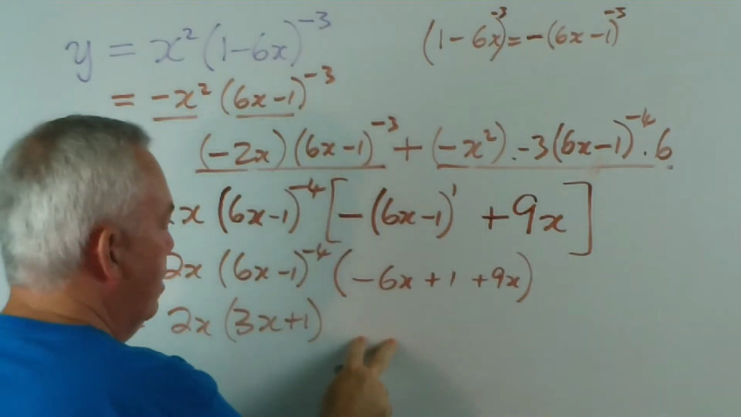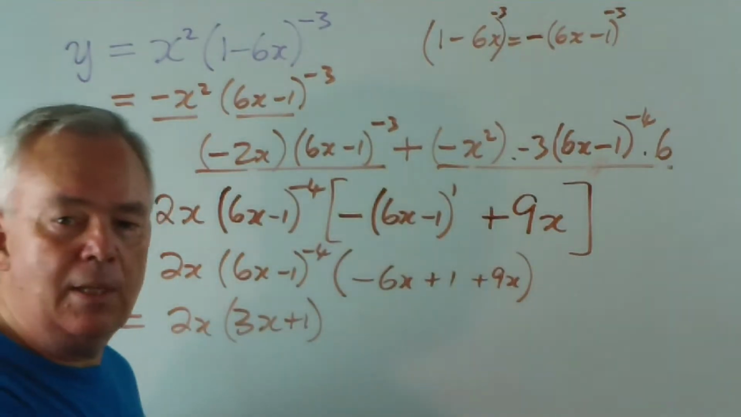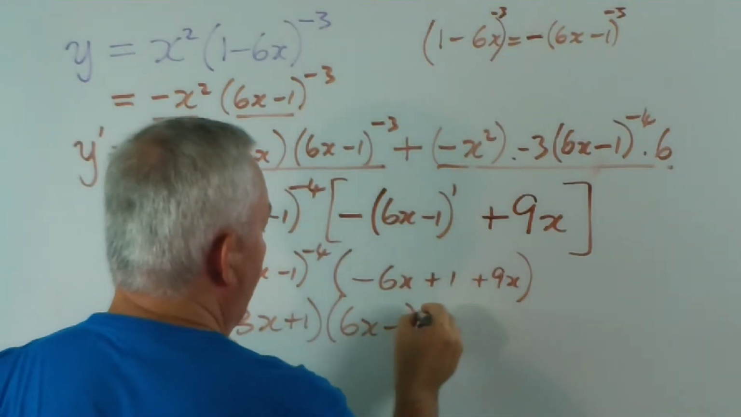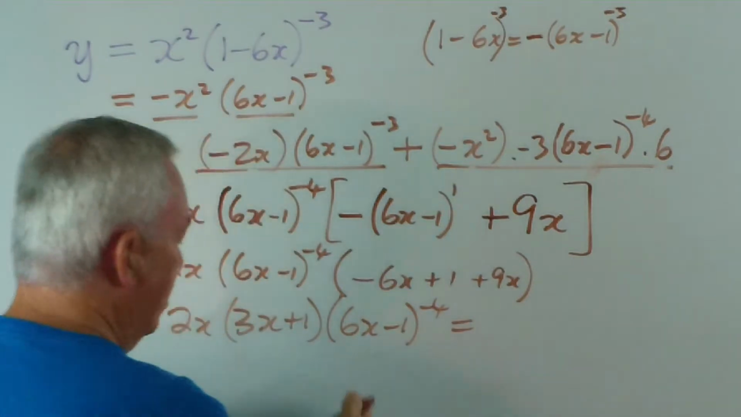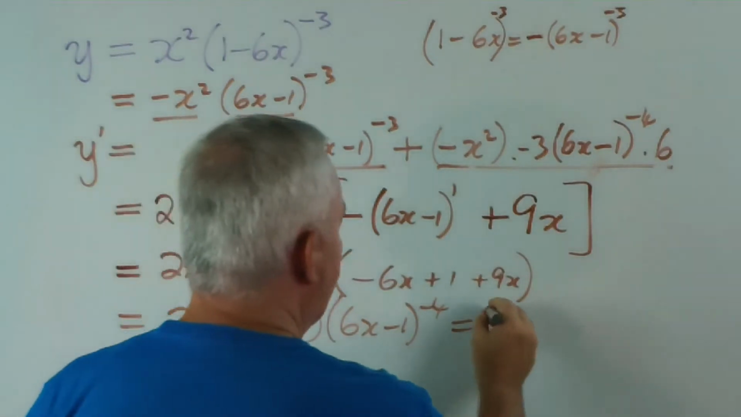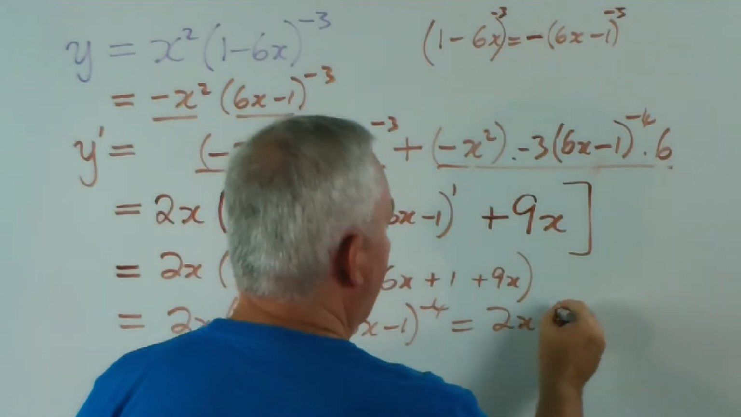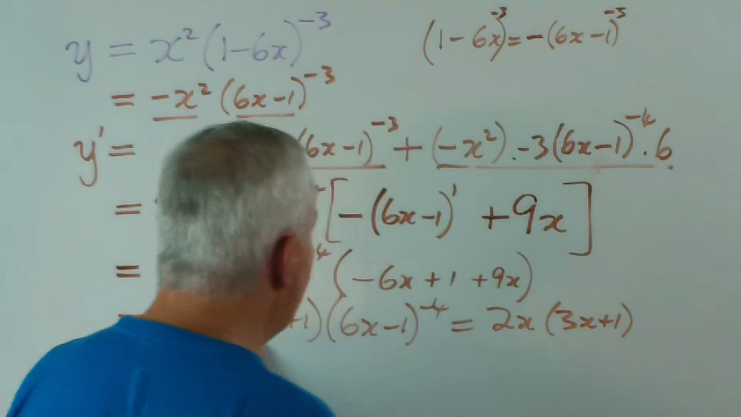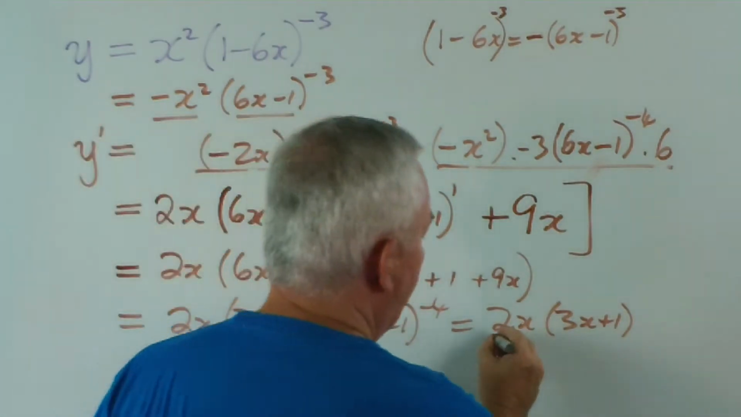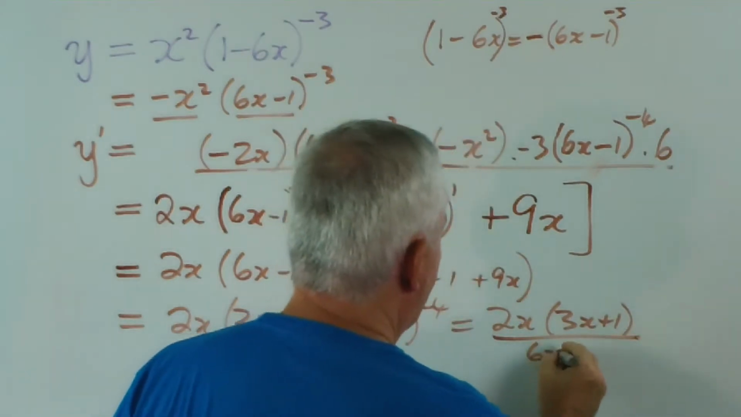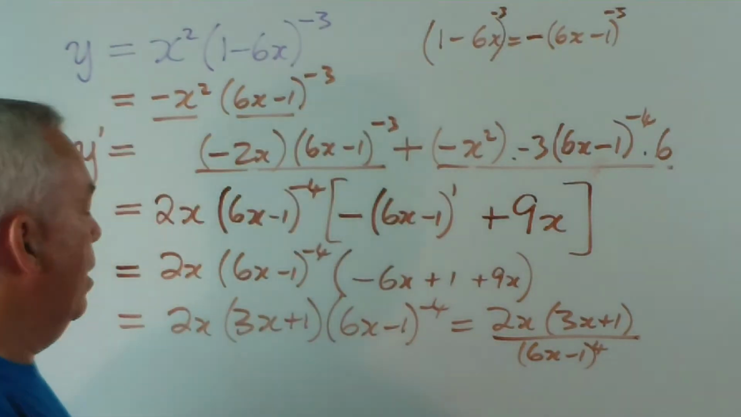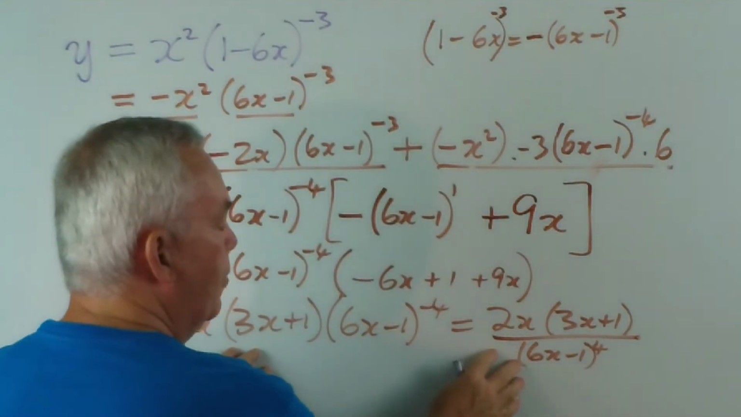We can write that here as 6x minus 1 to the power negative 4. I'm afraid we're running out of board here, but we could write it as 2x times 3x plus 1, and because it's a negative index, that means it shifts down, 6x minus 1 to the power plus 4. And either of those would be a good way of writing the result.